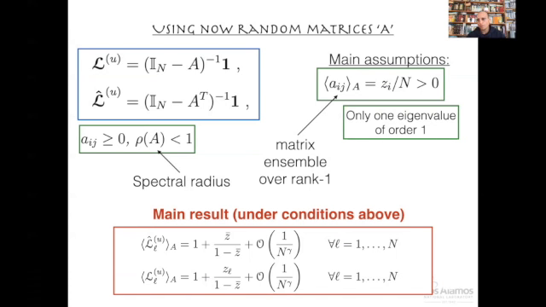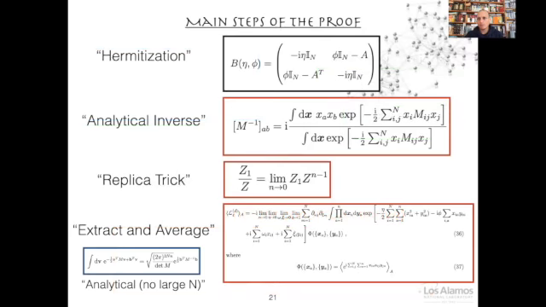And what we've been able to do was also to characterize the fluctuations. The way this result was derived was essentially using techniques of random matrix theory. And for those interested, the steps were the following. We first introduce a matrix B that contains both I minus A and I minus A transpose, whose inverse contains the matrix we are interested in. And this process is called hermitization.